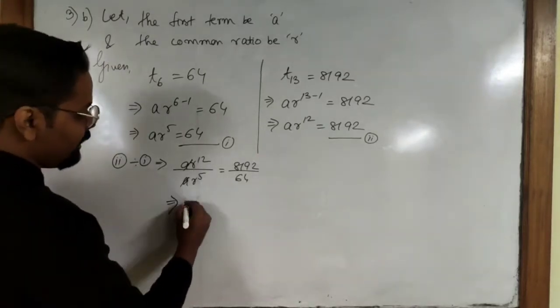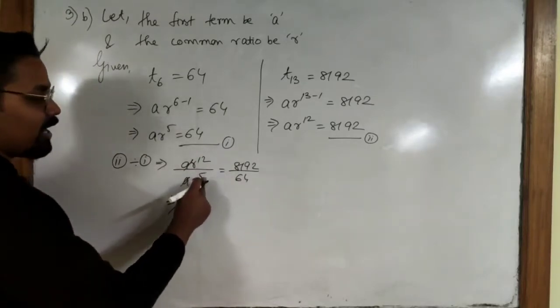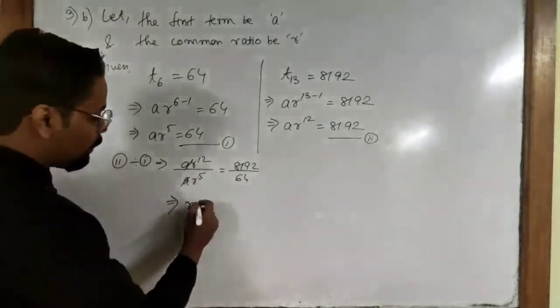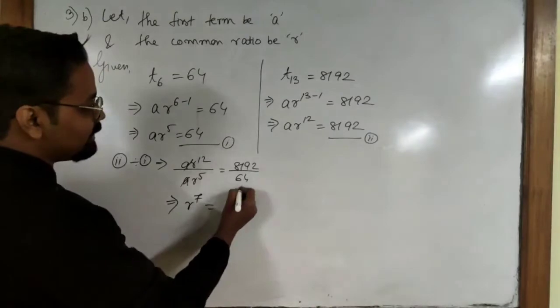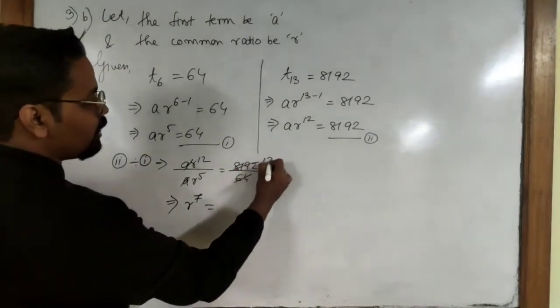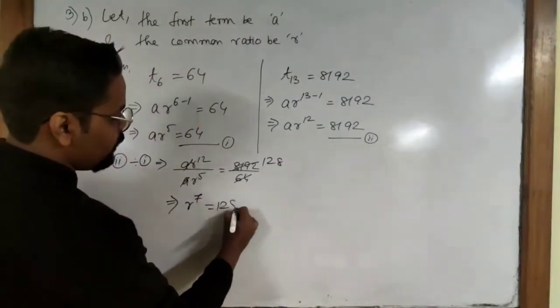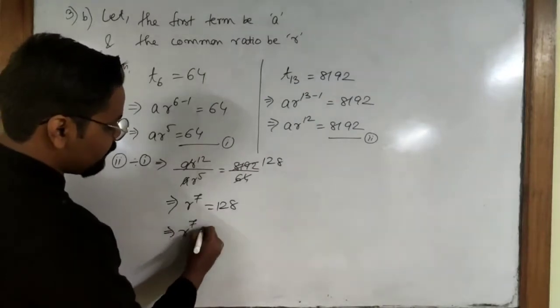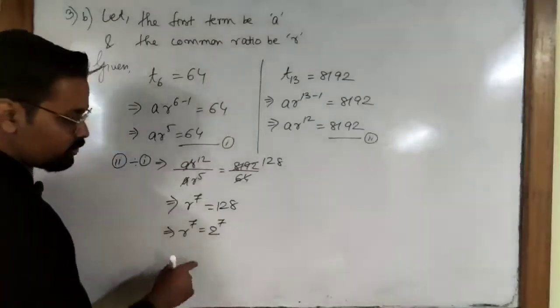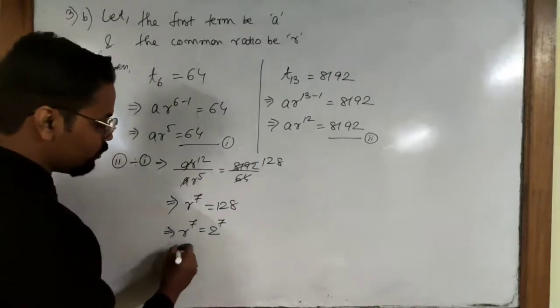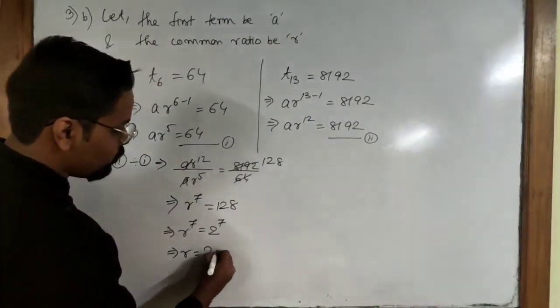So here we have r to the power 12 by r to the power 5, which means 12 minus 5 will be the power, that is 7. And if you cancel this, you will get 128. So it is 128. So that means r to the power 7, and this can be written as 2 to the power 7. So as the powers are equal, the bases will also be equal. So r is equal to 2.